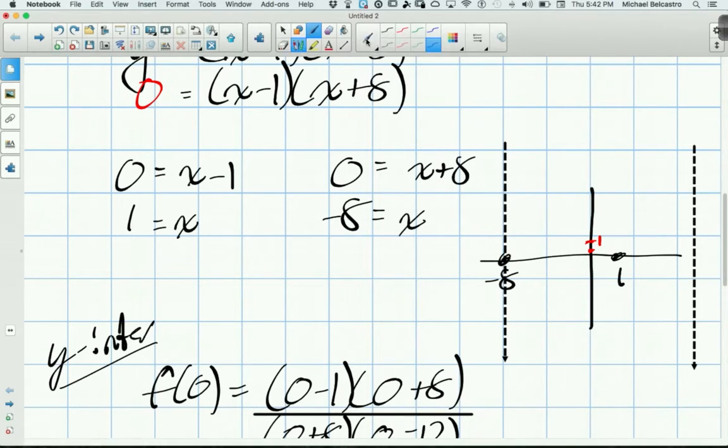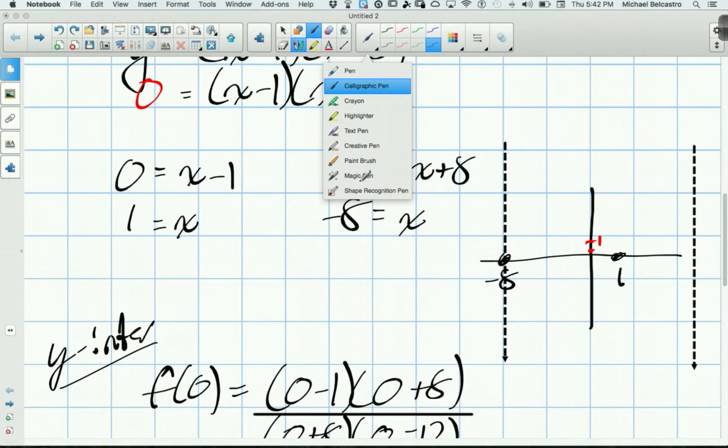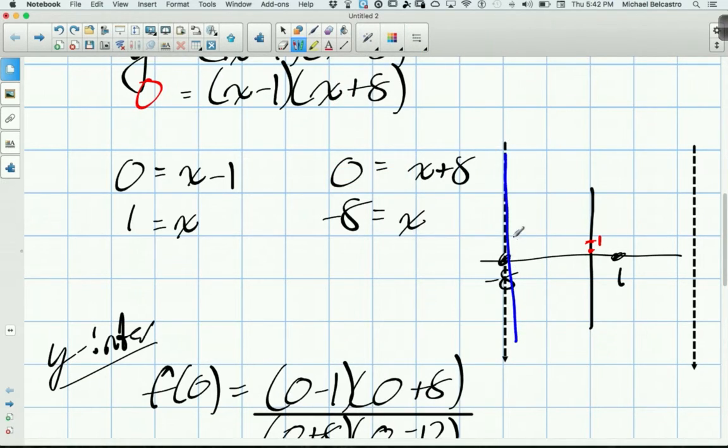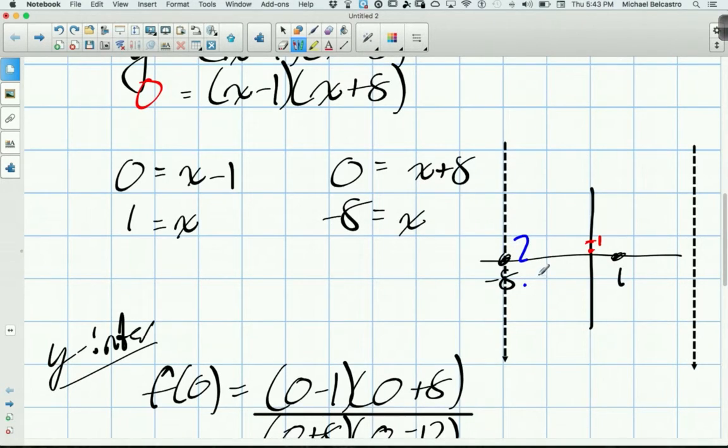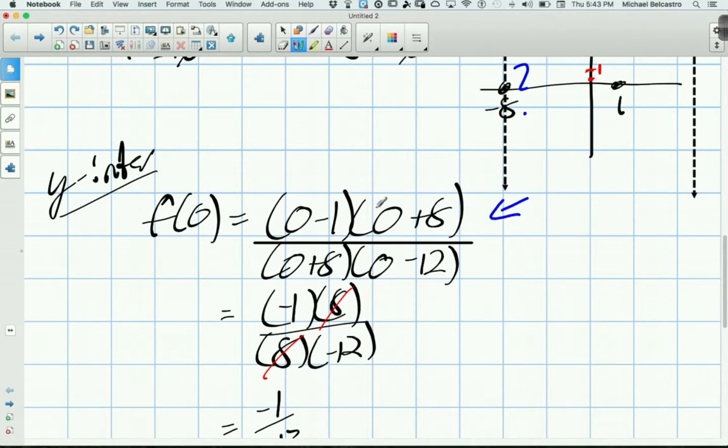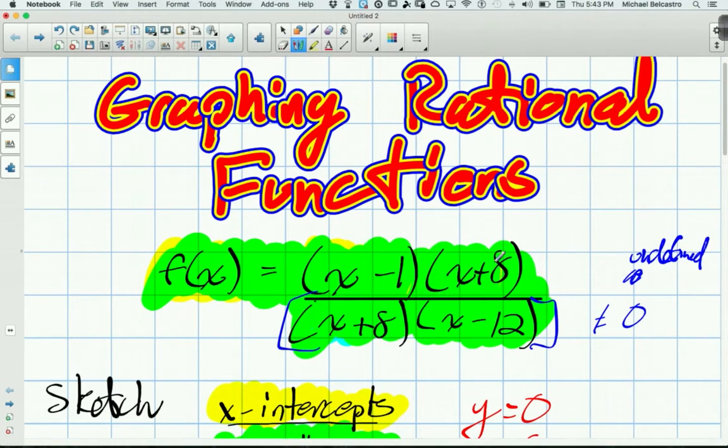So this begs a question, because if you have a vertical asymptote, you can't have an x-intercept. Essentially, the function never hits there. So what's happening? We have to take a look at this. We have a numerator and a denominator that essentially cancel each other out. So whatever value makes both of these 0.